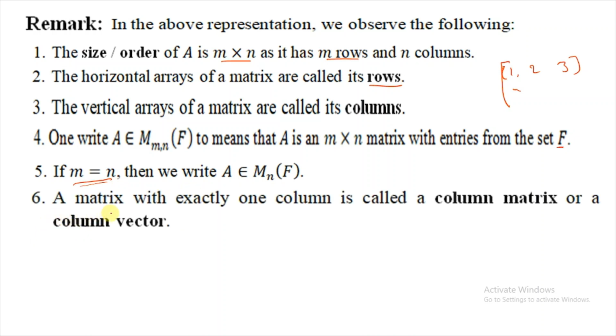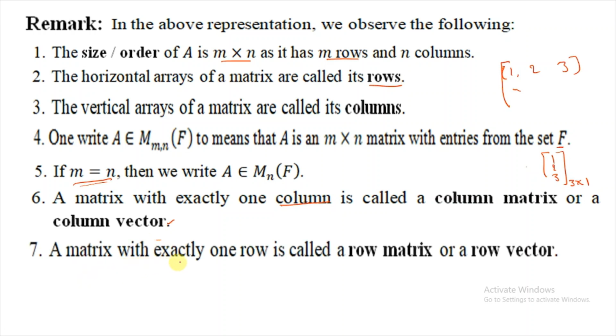Another property. A matrix with exactly one column is called a column matrix. Like 1, 2, 3, like this one. This is a column matrix. This is a 3 by 1 matrix. Exactly one column, a column matrix or a column vector. You can represent it as a column vector or column matrix. A matrix with exactly one row is called a row matrix or a row vector, like this one.